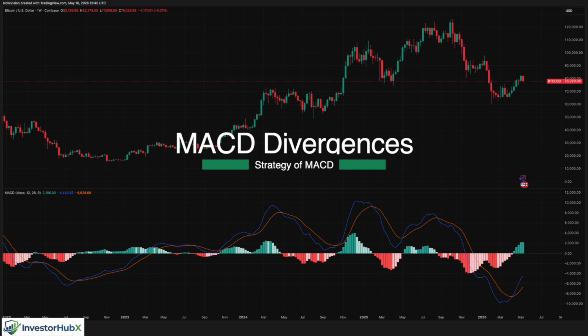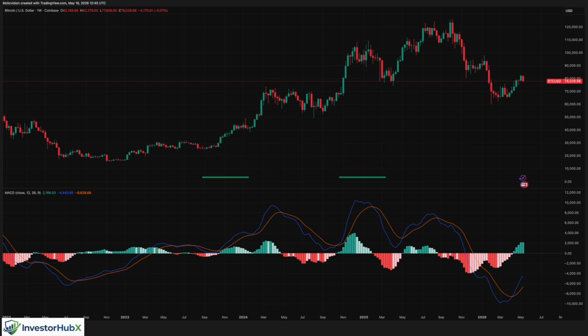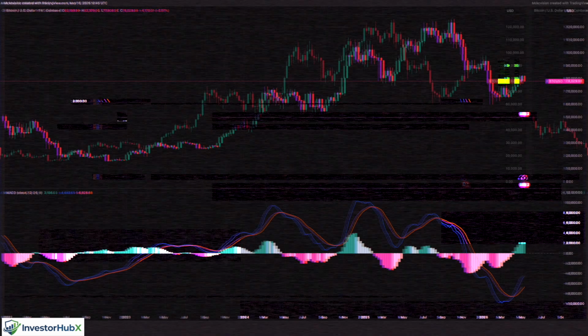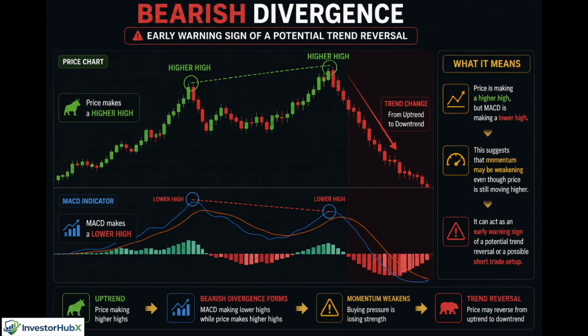So what does divergence tell us in price action? Let's take bearish divergence as an example. A bearish divergence occurs when price makes a higher high, but the MACD creates a lower high. This suggests that momentum may be weakening even though price is still moving higher. It can act as an early warning sign of a potential trend reversal or a possible short trade setup.